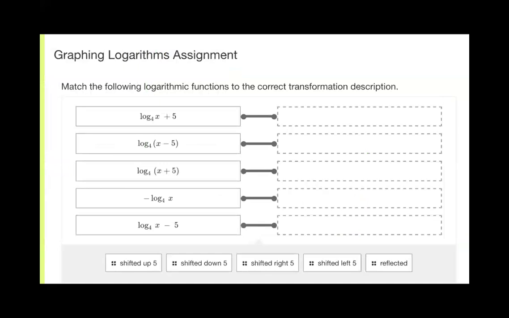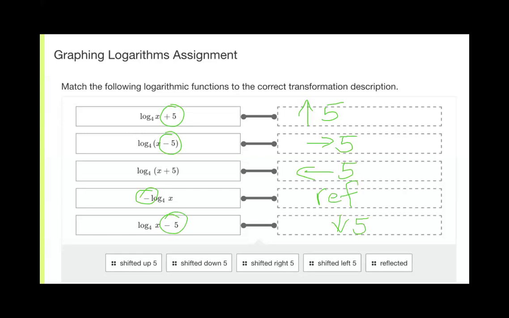Okay, so match the following logarithmic functions to the correct transformation description. So here, this plus 5 is not hanging with x, so that means it went up 5. Okay, this minus 5 is hanging with x, and remember that that one is not cooperative. It's not going to go negative, it's going to go the other direction, so it went to the right 5. This one went to the left 5. This one got reflected. This one went down 5.